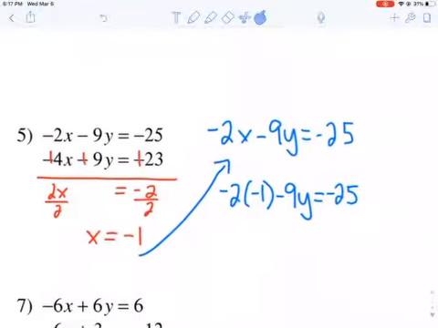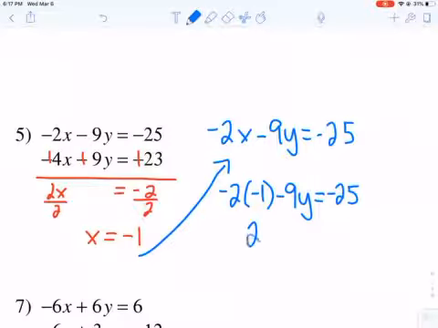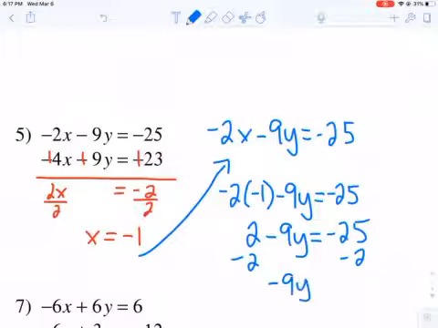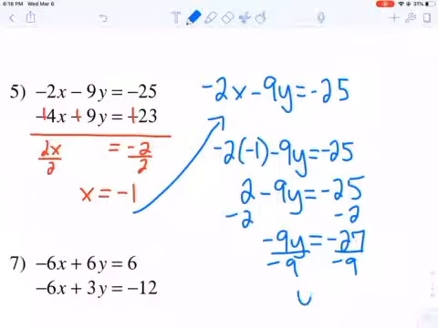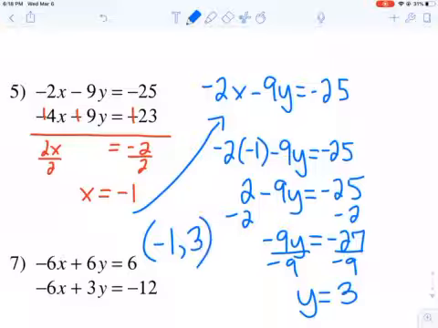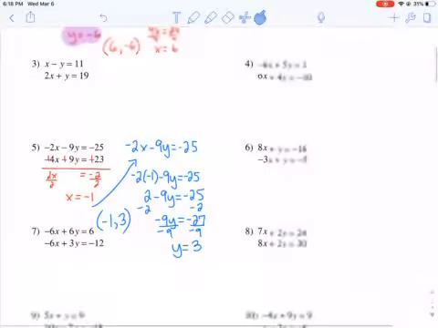Negative 2 times negative 1 gives me positive 2. Positive 2 minus 9y equals negative 25. Subtract 2 from each side. I get negative 9y equals negative 27. Divide each side by negative 9, and I get y equals positive 3. And again, I can write my answer as an ordered pair. Negative 1, positive 3. Nice and easy.